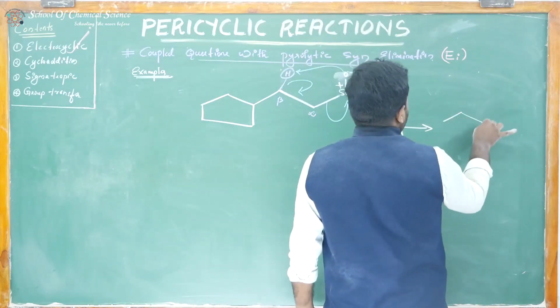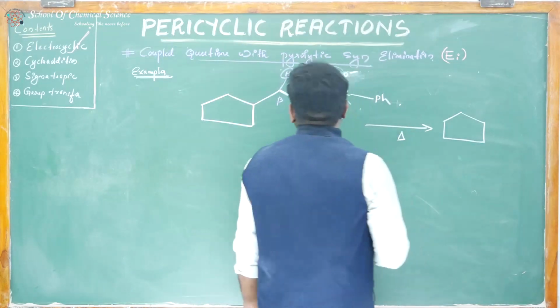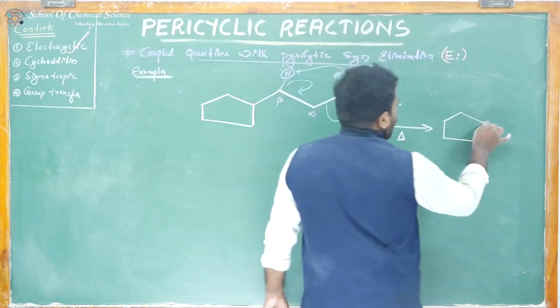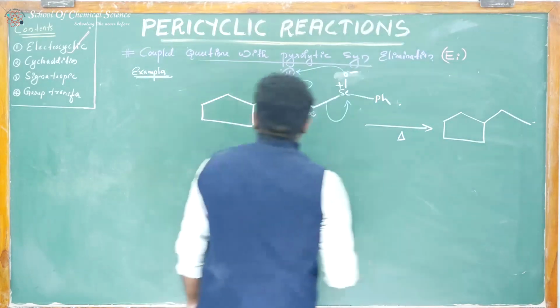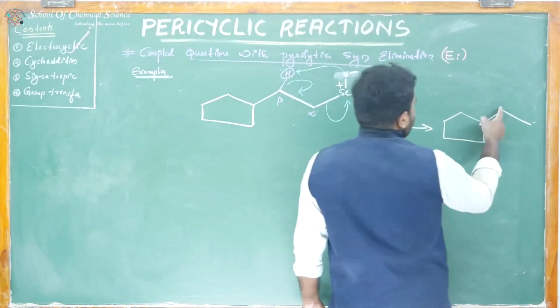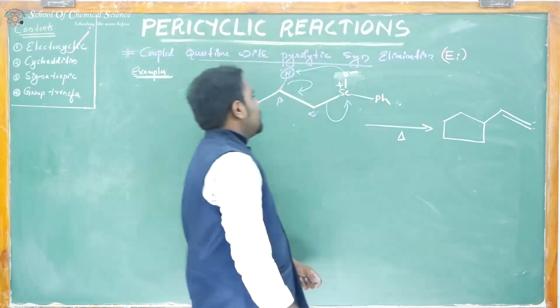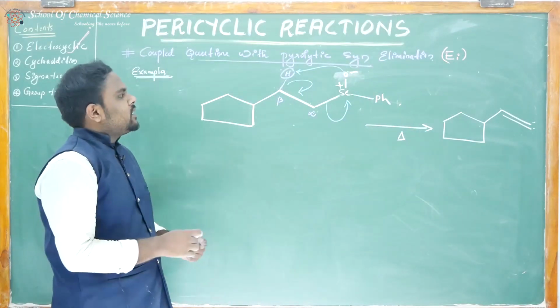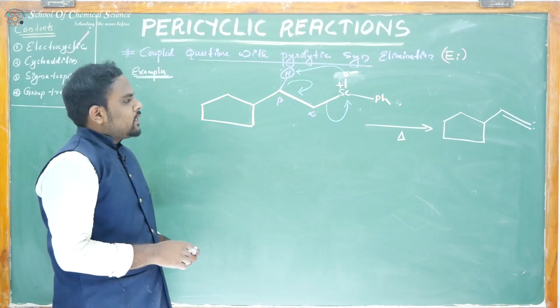So what is the product? A 5-membered ring. Here 1, 2, 3 carbon. Between 2 and 3 a pi bond. So that is the product. So beta elimination, beta hydrogen is always eliminated.